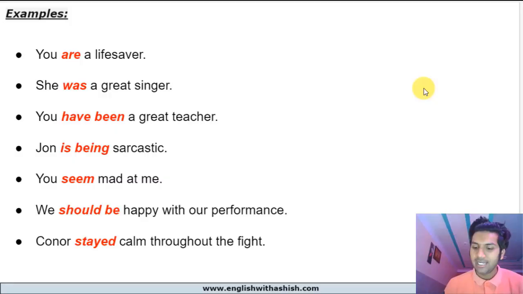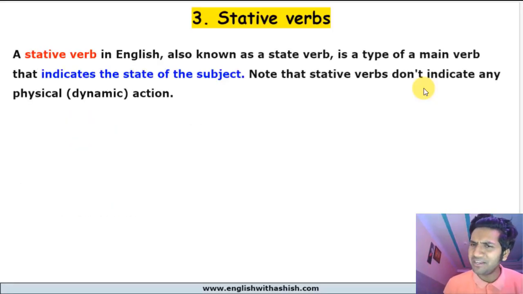Okay. Next is a stative verb. Very interesting. A stative verb, as the name goes, also known as a state verb, is a type of main verb that indicates the state of the subject. It talks about the state in which somebody or something is, generally a person. Note that stative verbs do not indicate any physical action, any dynamic action. They are basically used to refer to a state of a person. They do not indicate any physical action, okay?